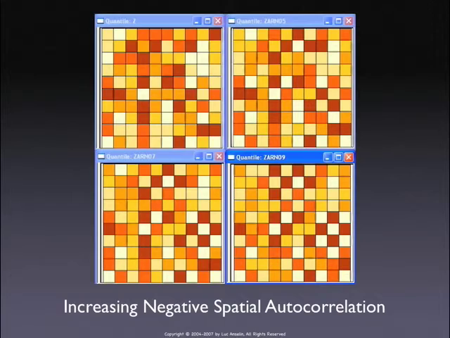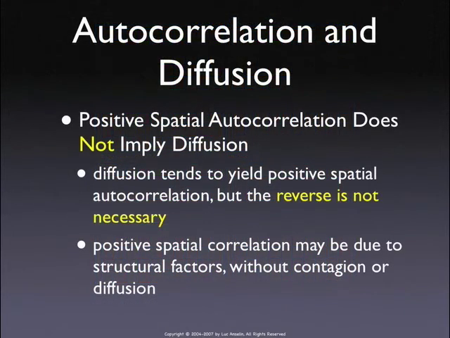So let me just reiterate, because I see it too often. Don't go both ways. The fact that you find clustering could be that there is a diffusion process, but not necessarily. The other way is more natural. Diffusion will give you clustered outcomes. But when you find a cluster, it could be due to structural factors without any contagion whatsoever.